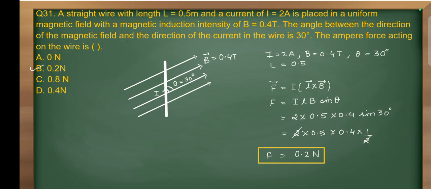Here magnetic field is making angle 30 degree with the current carrying wire, and I is given as 2 ampere. Magnetic field is given as 0.4 Tesla and theta is 30 degree. Length of wire is given as 0.5 meter. So we will calculate force is equal to I into L cross B, which is equal to I into L into B sine theta. We will put the value of I, that is 2, length, that is 0.5, B, that is 0.4 into sine 30 degree. When we solve this, we will get force is equal to 0.2 Newton. So option B is correct.